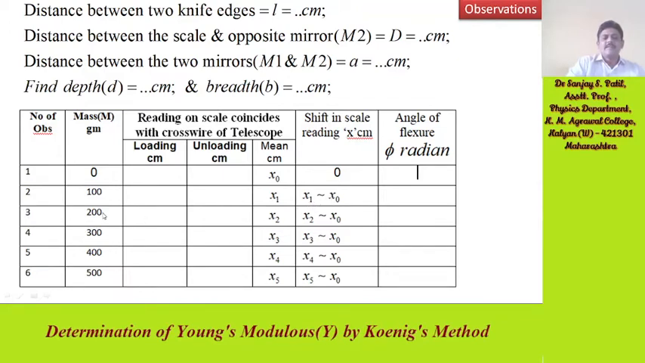When 200 gram weight is applied, take the reading. 300 gram, take the reading. 400 gram, take the reading, and 500 gram, take the reading. This part is the loading part, meaning we are adding weights one by one. Now remove the weights one by one. Take the reading, then remove 500. Now remove 400. Now remove 300 gram. Now remove 200 gram. Now remove 100 gram.